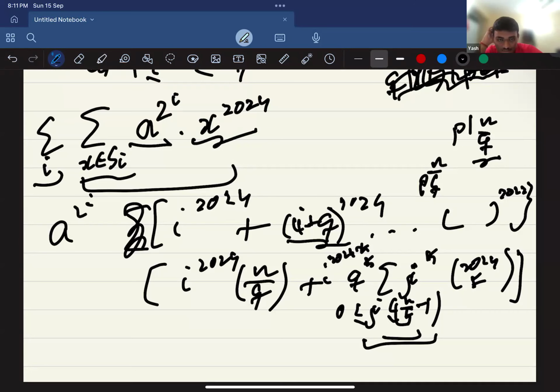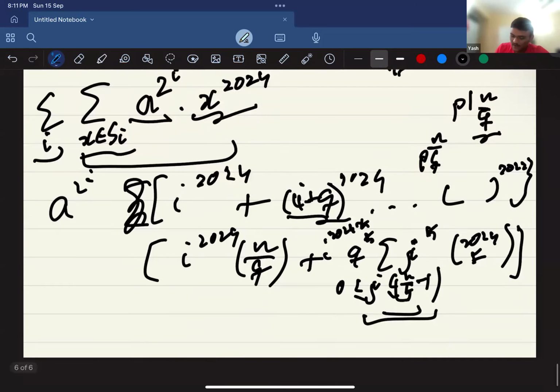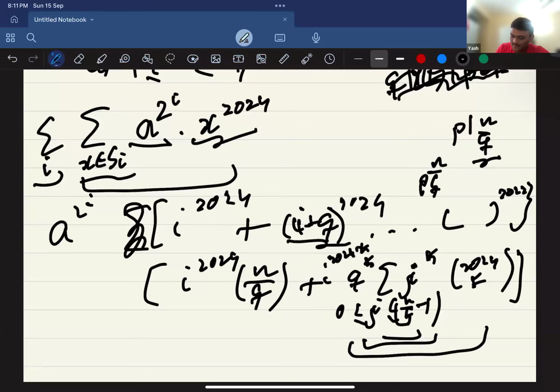Okay. So this part is divisible by p because of course, as I pointed out, this is divisible by p. So this entire thing is divisible by p. And this is divisible by p because n by q is divisible by p.